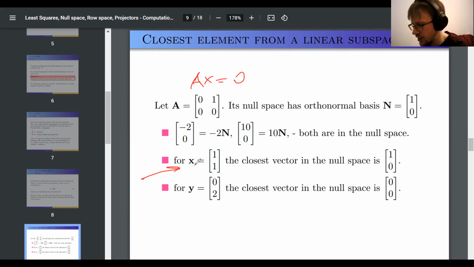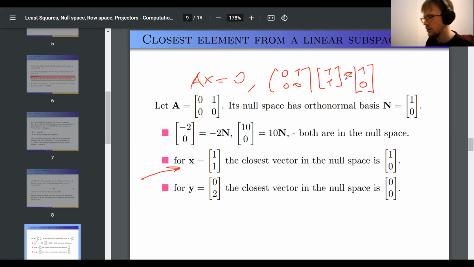Okay, this guy does not lie in the null space. How do you check? Well, it's very easy. You can just say, let's multiply this matrix by this vector. And what you get on the outside is this. And this is clearly not 0. Hence, it is not in the null space. What is the closest element to it in the null space? Well, the smallest norm element in the null space for this vector is this guy. How do I know? Well, you can trust me, or you can try to find something else.